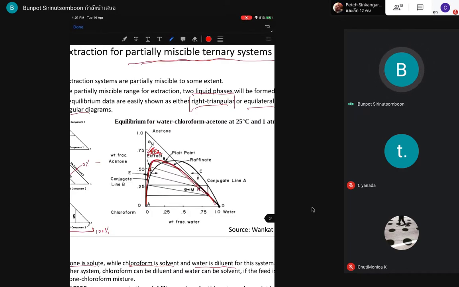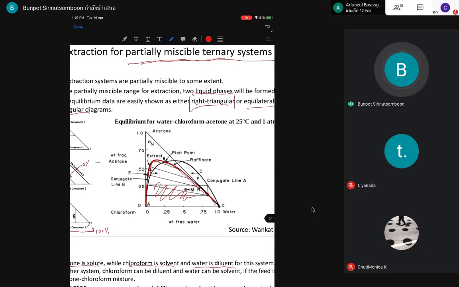But in this zone right here, you're going to have two phases. The chloroform will be one phase, and the water will be one phase. And this is where you're going to get liquid extraction. Just like in what we talked about so far, we don't want the two liquids to be mixed, right? We want solvent to stay by itself. We want diluent to stay by itself. We don't want them to mix with each other. We want only solute to transfer from the diluent to solvent.